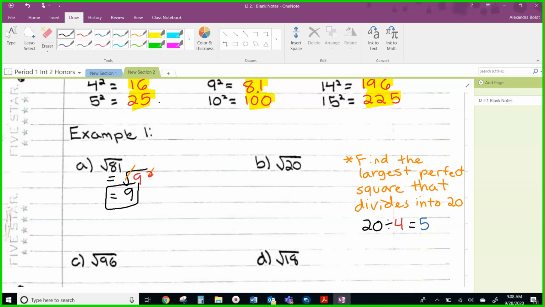So I'm going to split this number into my perfect square, 4, and the number I got. So it's 4 times 5. Again, since 20 divided by 4 is 5, then 4 times 5 is the same as 20. Now what I'm going to do is split this up. It's really the same as the square root of 4.